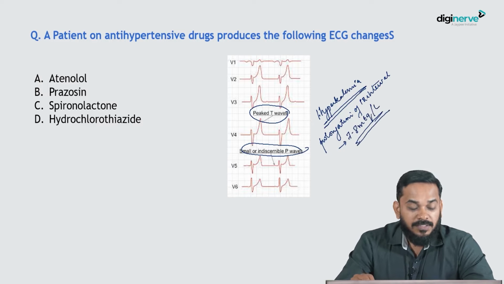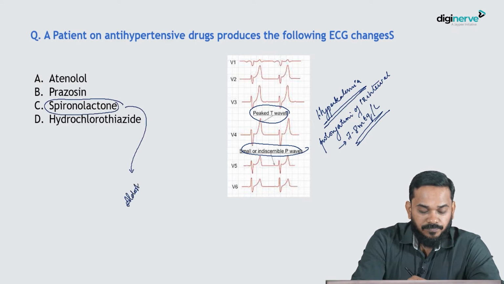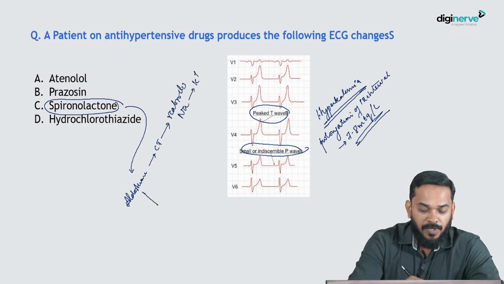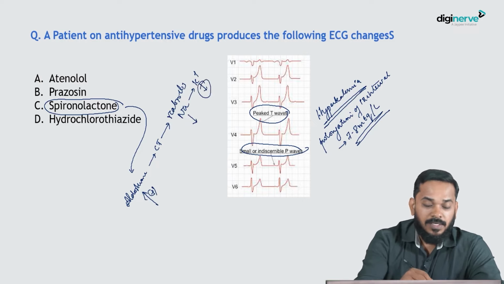Among these agents, the agent which can possibly produce hyperkalemia is the aldosterone antagonist spironolactone. Aldosterone acts on the collecting tubule where it reabsorbs sodium in exchange for potassium. So when you are blocking aldosterone, it will reduce the reabsorption of sodium and reduce the excretion of potassium, which will result in hyperkalemia.